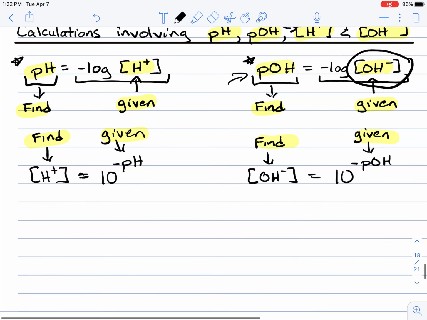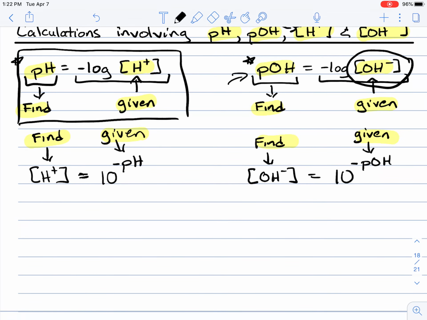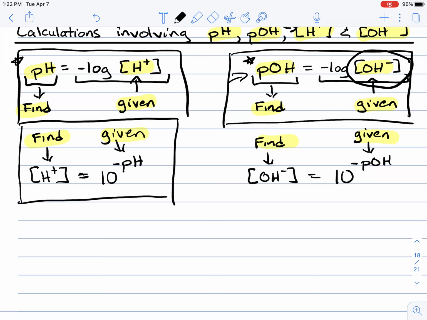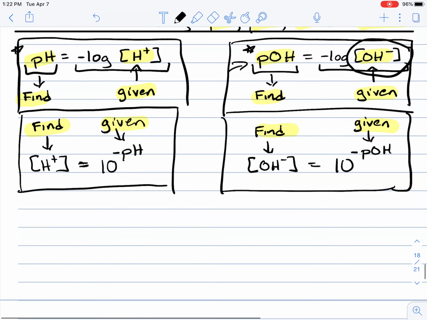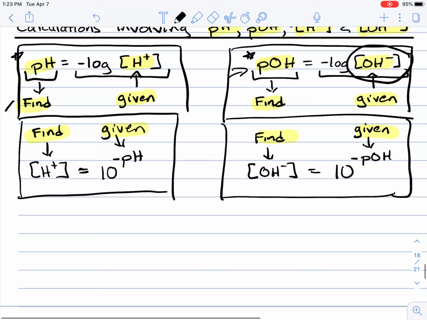And so I'm just going to go ahead and box all four of these equations. You should have these equations in your reference page or in your notes. Now, these two equations only allow us to convert from pH to the concentration of hydrogen ion and vice versa.